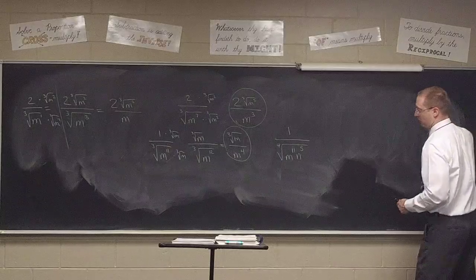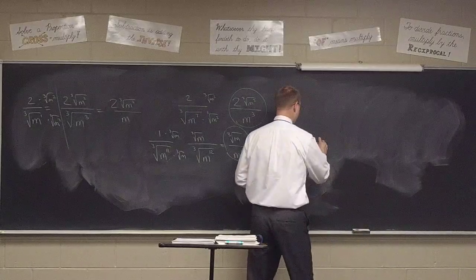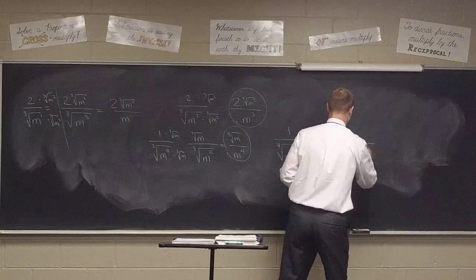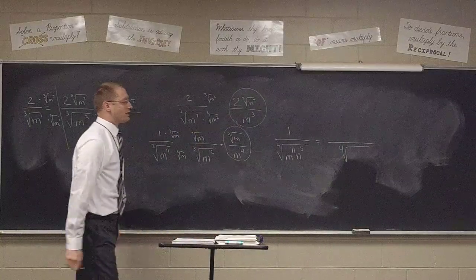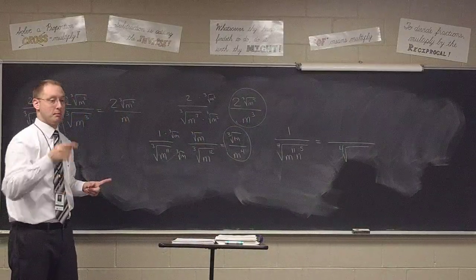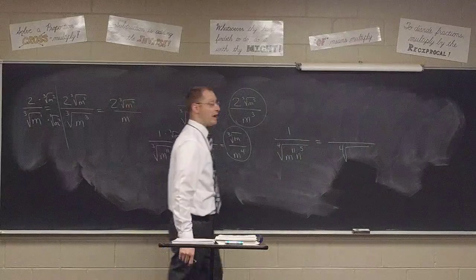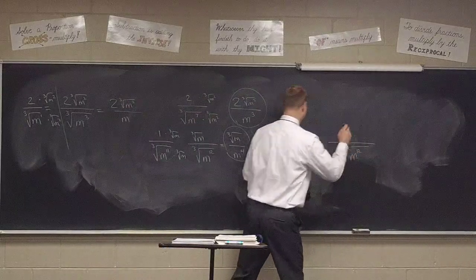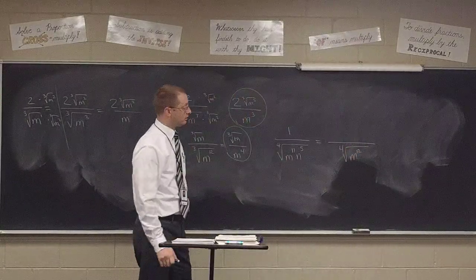I can't take the 4th root of m to the 11th. I can't take the 4th root of n to the 5th. What do I need to do with the m? What do I need to make it become, Maddie? M to the 12th. What do I need to do with the n, Noah?